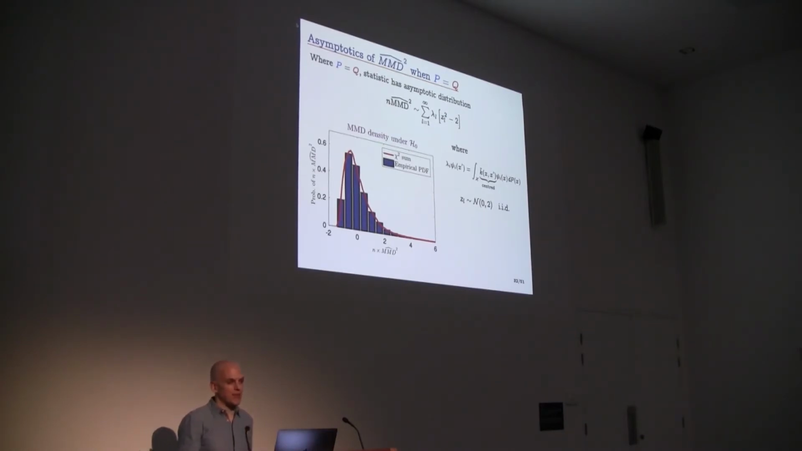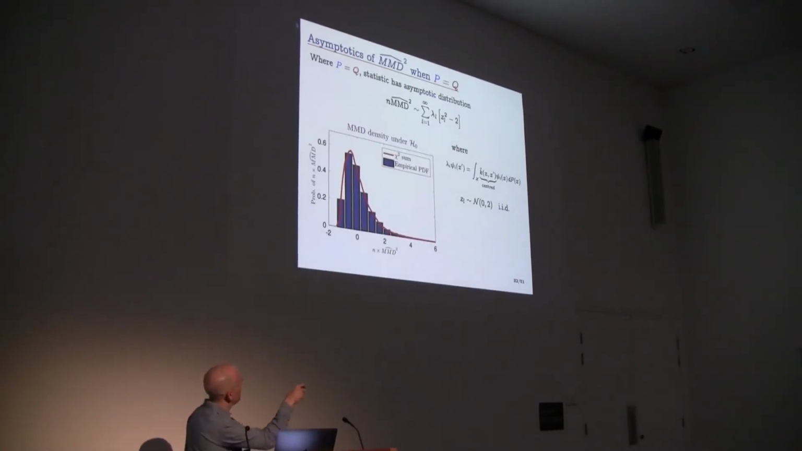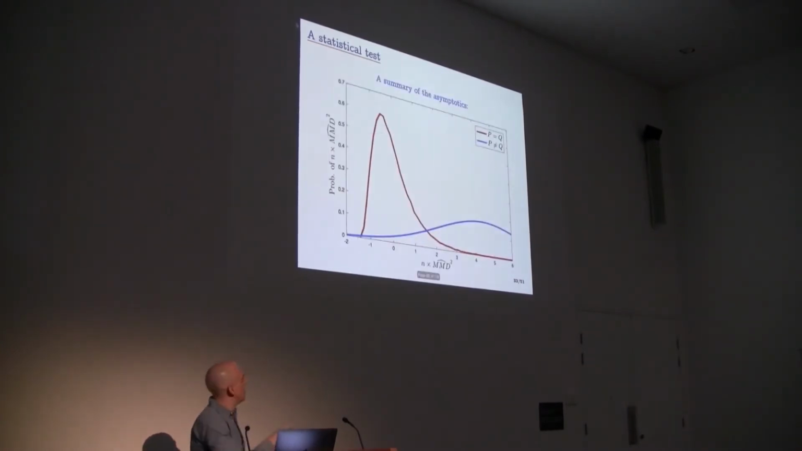Okay, so now let's summarize what we found. Here I've got on the x-axis n times the empirical MMD, because it's n times the MMD that has this distribution. That's got this infinite weighted sum of chi-squared distributions. And then if P and Q were different, I would have a normal distribution. And because I'm multiplying by n rather than root n, this mean is going to diverge.